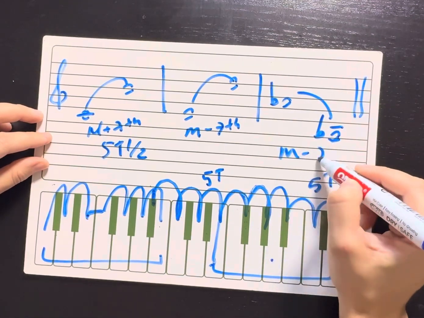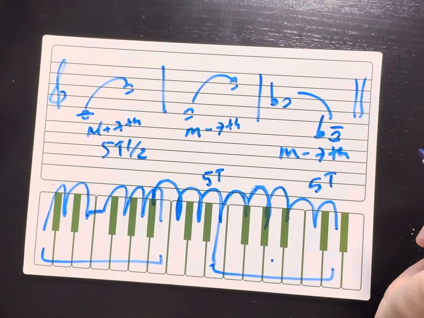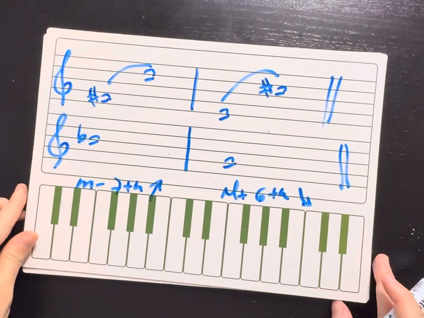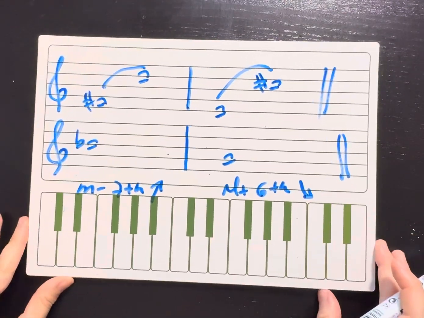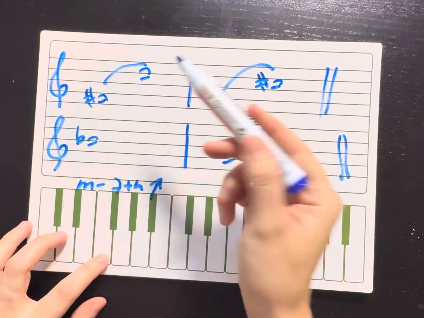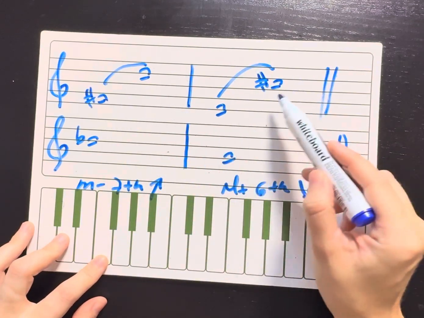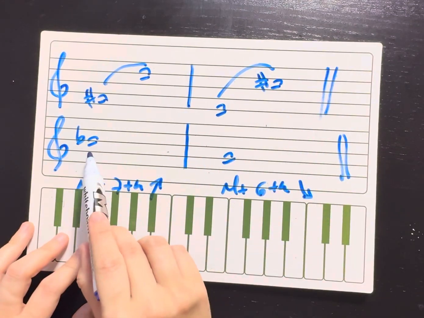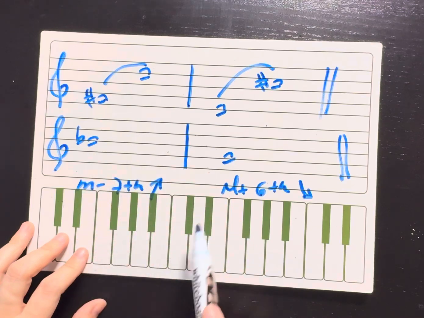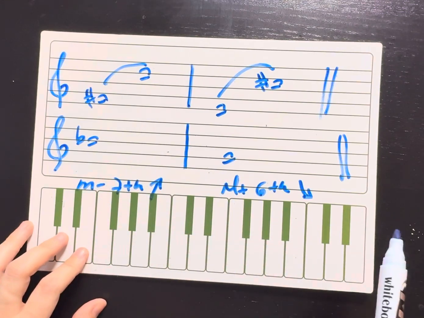Now, it's your turn. Complete the intervals below and let us know your answers in the comments. What is the interval from F sharp to D? What is the interval from E to C sharp? What is a minor seventh above B flat? What is a major sixth below G?